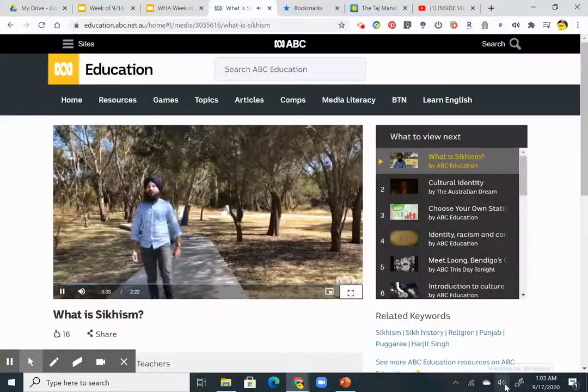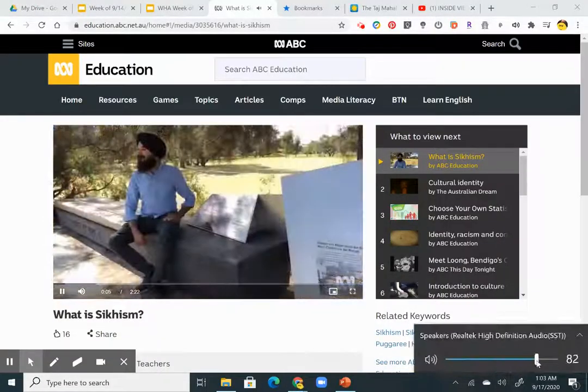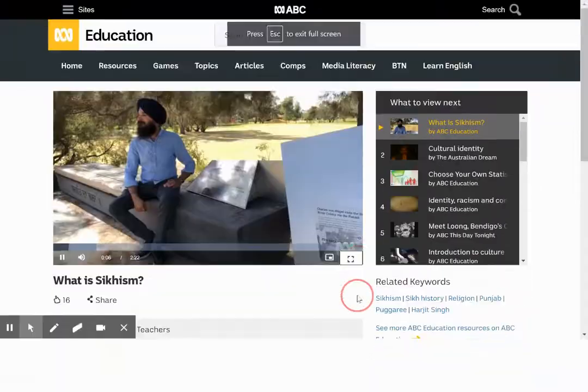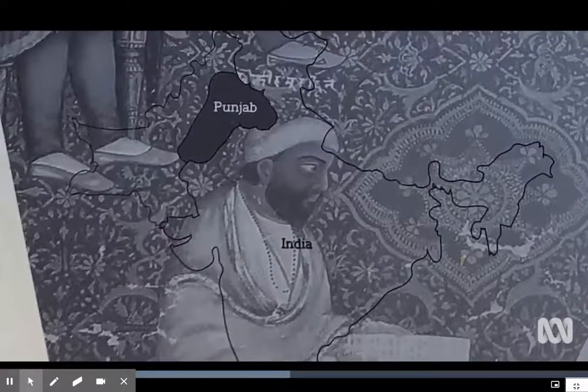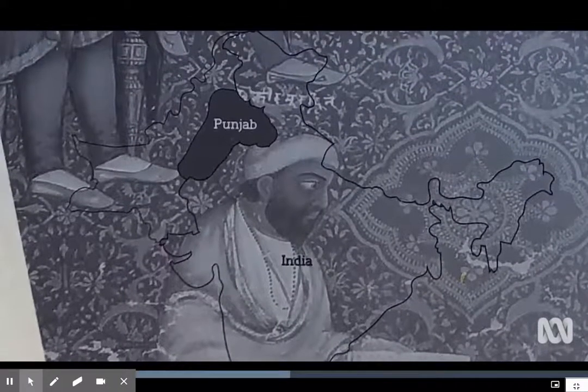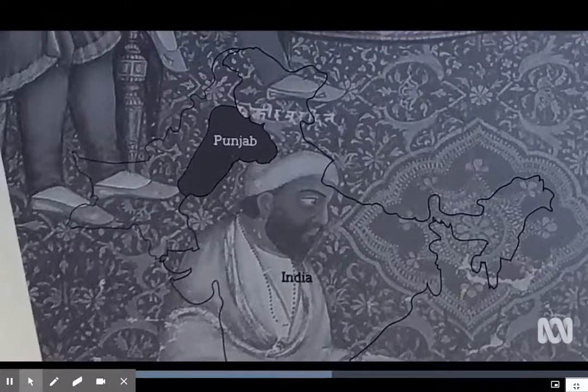My name is Harjit Singh. I work for the Australian Sikh Heritage Association. The word Sikh means a learner, and Sikhs have been around for the last 500 years or so. Guru Nanak was our first master, our guru, and came down in India, in the land of Punjab, and that's where most Sikhs are from.